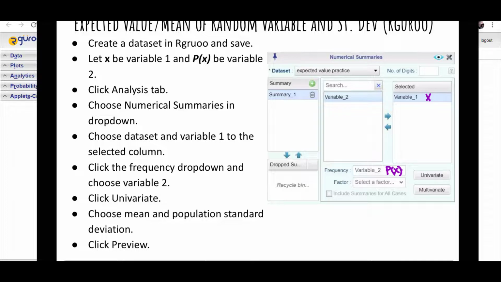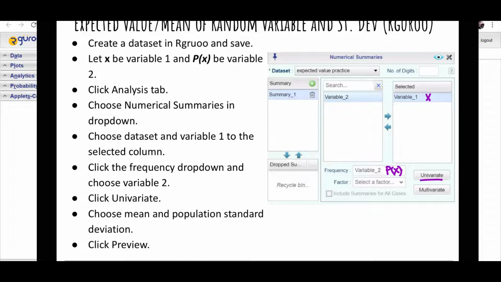So you do a selected variable, so that'd be variable 1 or x, and then you do a frequency, which is variable 2 or p of x. Then you're going to click univariate. And then once you click univariate, you're going to click mean and population standard deviation and then preview. And that's it. You will get the mean, which is your expected value, but they're also going to ask us for standard deviation. To get the standard deviation, you would click population standard deviation for that. And that way you get both all at once.